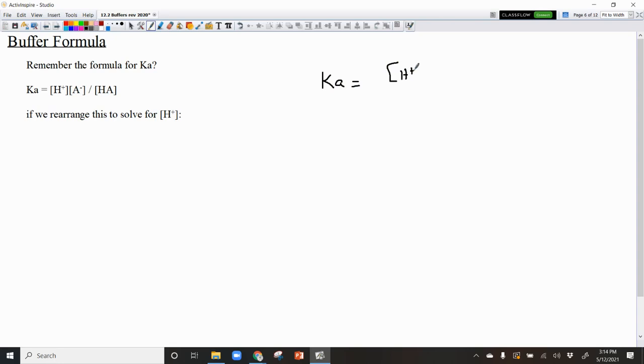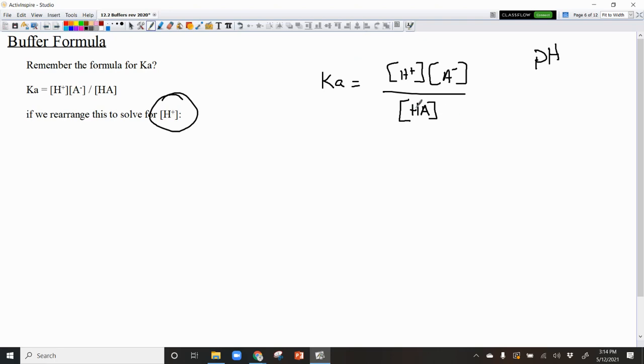Okay, so we have H plus and then A over HA. Now we're going to be rearranging this so that we solve for the hydrogen ion concentration, because the hydrogen ion concentration is what we use to get the pH, taking the negative log of the hydrogen concentration. So every single problem you're going to be working, you're going to use the same equation where we're going to solve for H. So let's rearrange this to solve for H.